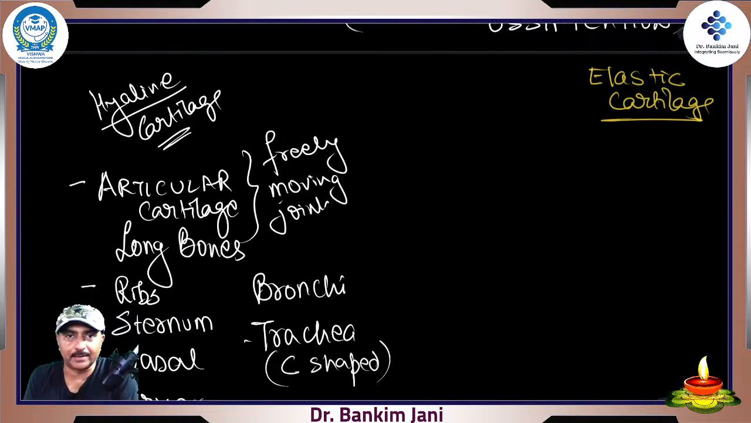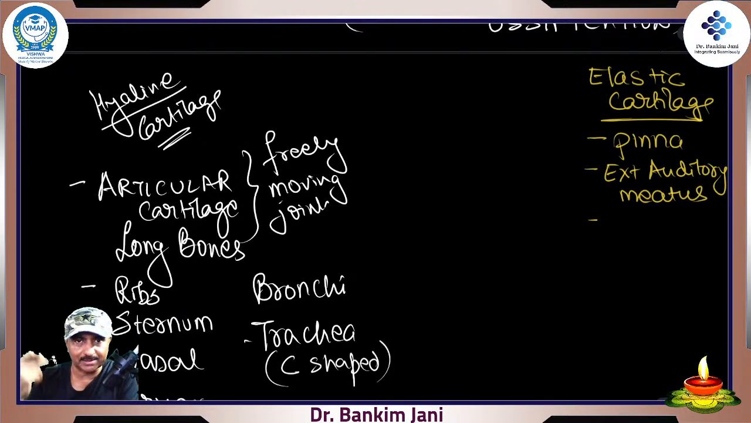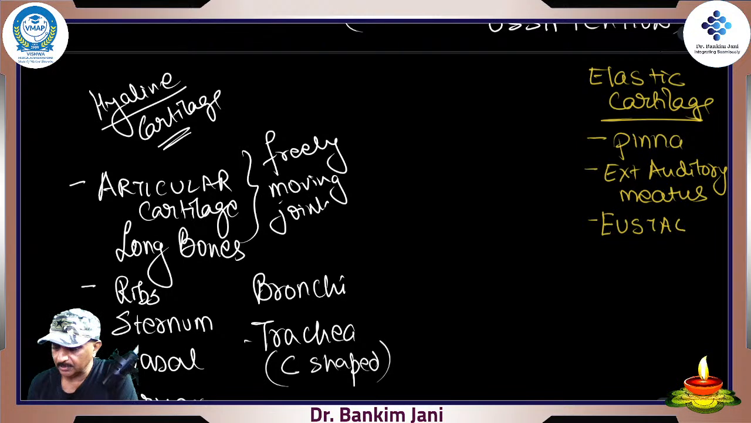So elastic cartilage, right? This is called the pinna. Pinna means auricle. They are the external ears, simply speaking. Then the external auditory meatus. Auditory means hearing. Meatus means hole. So this is the external ear, external auditory meatus. That is with elastic cartilage. Then there is one very nice name. It is called the Eustachian tube.